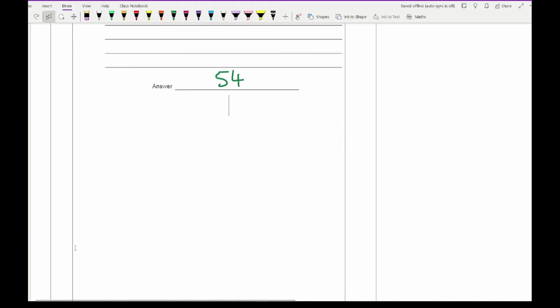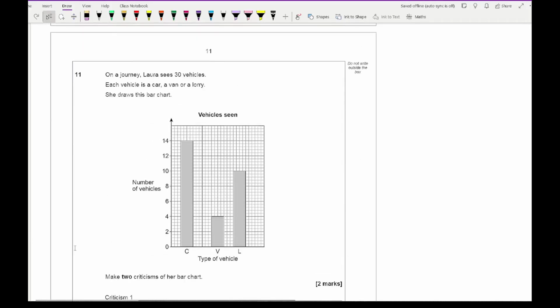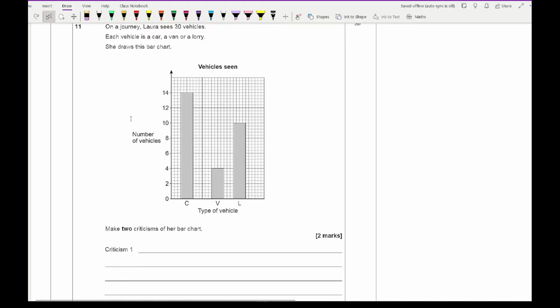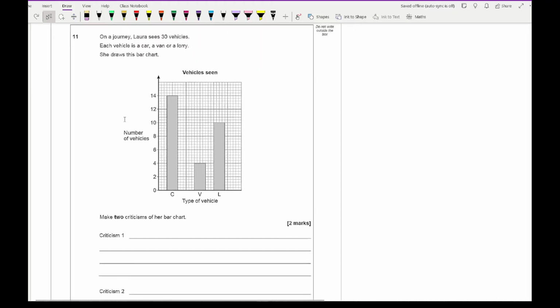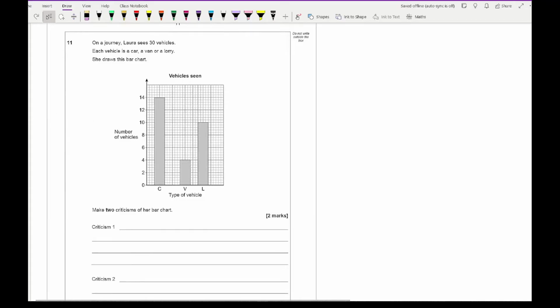Then moving on to question 11. It says on a journey, Laura sees 30 vehicles. Each vehicle is a car, a van, or a lorry. She draws this bar chart. So the question is what are some criticisms of this bar chart. There are possibly several options we can pick from, but I would say that the most common is that the bars don't have equal widths.